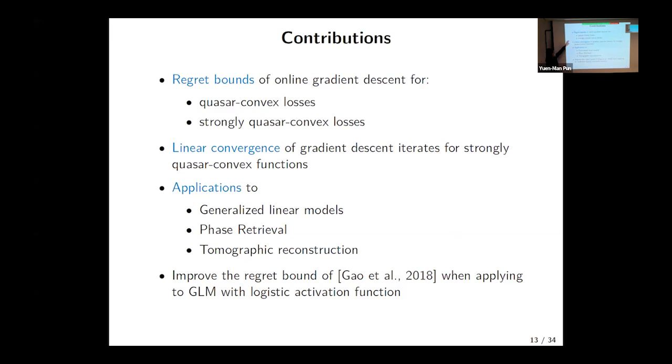And we apply this to a bunch of applications, for example, generalized linear models, phase retrieval problem, and tomographic reconstruction problem. And our results can improve the regret bound of Gauss work when applying to generalized linear models with logistic activation function.